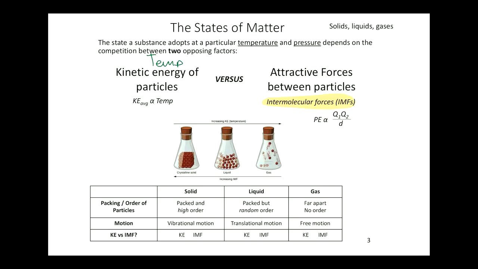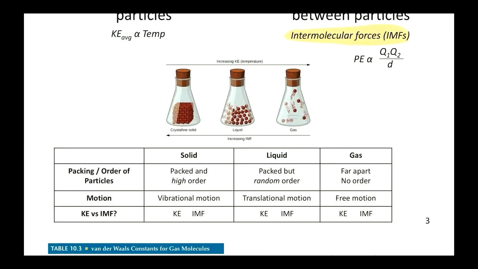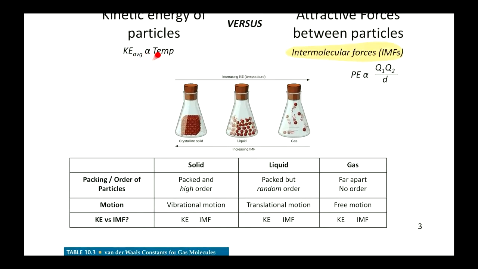The more attracted particles are to one another, is it easy or hard to rip those particles apart to make a gas? Harder, yeah. So samples with really strong intermolecular forces typically have high boiling points. It's harder to make them go into the gas phase because you have to break those intermolecular forces. Let's think about a solid, liquid, and gas, and the balance between kinetic energy, or the temperature of the sample, versus the intermolecular forces present.